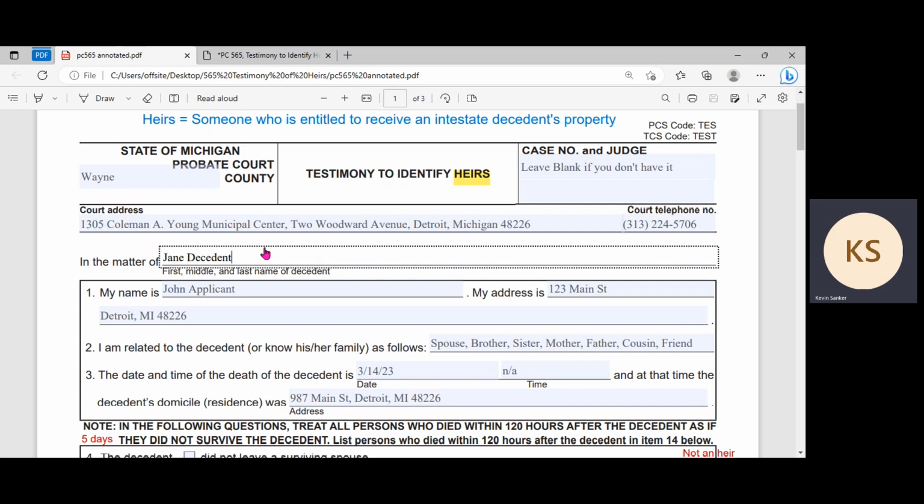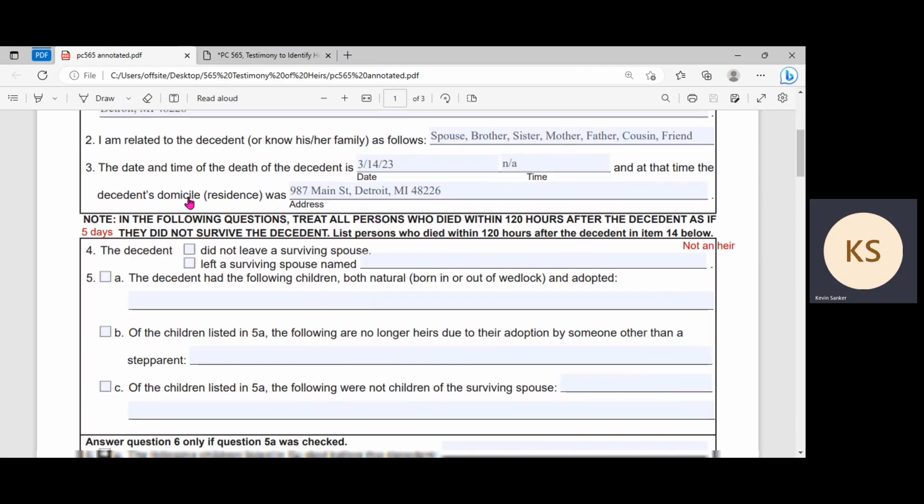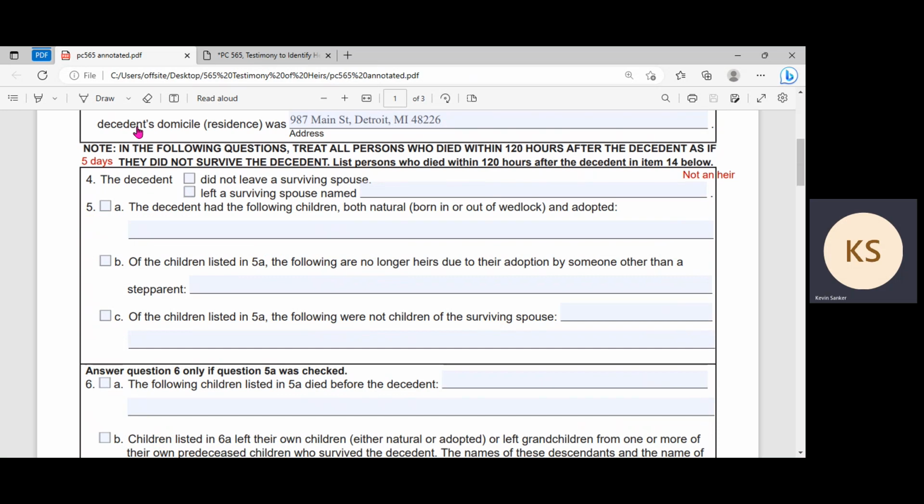Fill in the name of the decedent, and then fill in the name of the person in number 1 who is filling out this form. It doesn't have to be the applicant or the petitioner, but it's just whoever is filling this form out. Name and address, your relation to the decedent, the date and time of death, and their address at the time of their death.